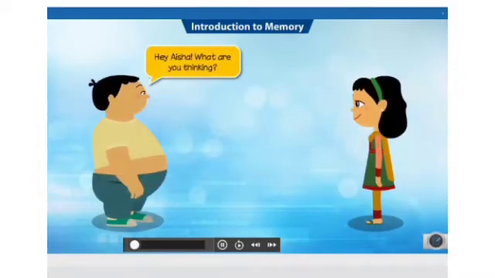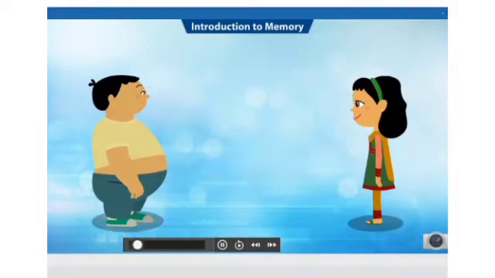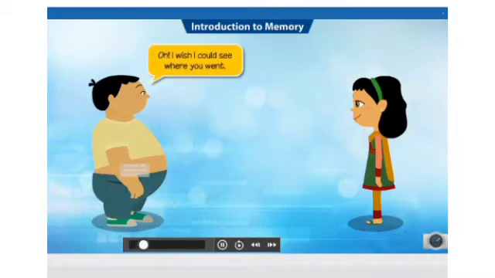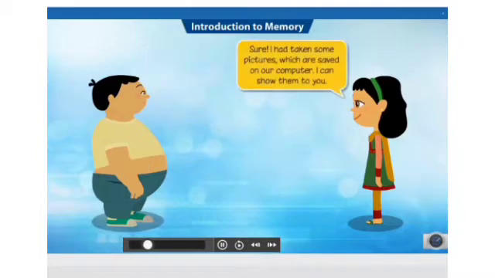Hey Aisha, what are you thinking? I am thinking about our picnic. We had so much fun. Oh, I wish I could see where you went. Sure, I had taken some pictures which are saved on our computer. I can show them to you.